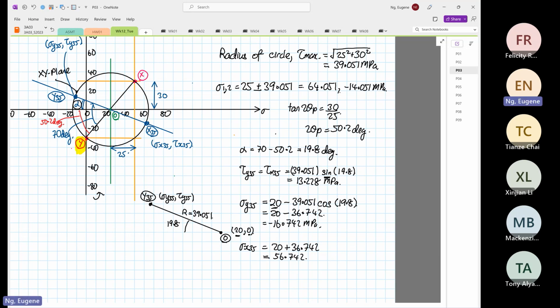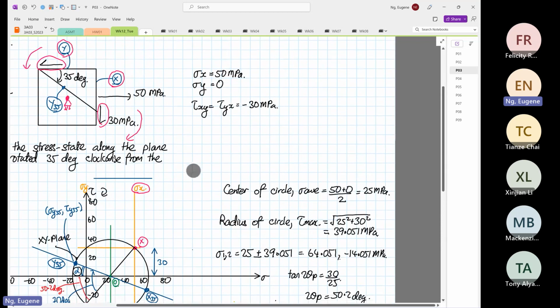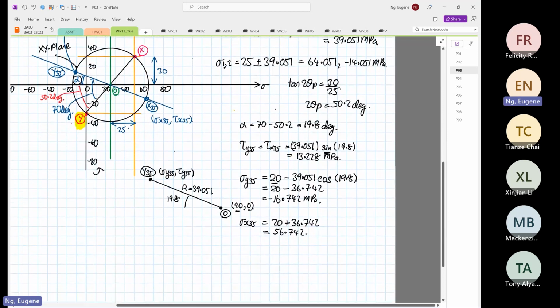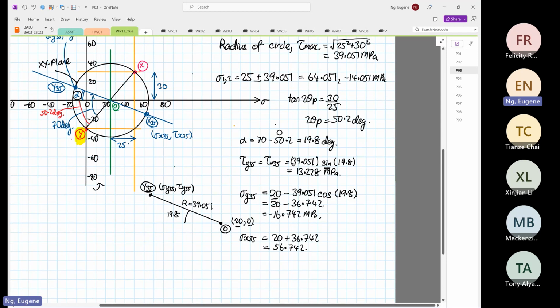I think I know why it looks off. My bad. It's not 20, it's 25. If you look at my mistake, look at where the normal stress is. This is 25. I put it at 20. That's why it looks off and doesn't look right at all. I do apologize. So this by right is 25. So 25 minus 36.742 is minus 11.742.